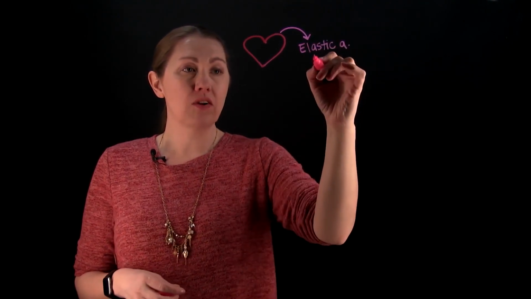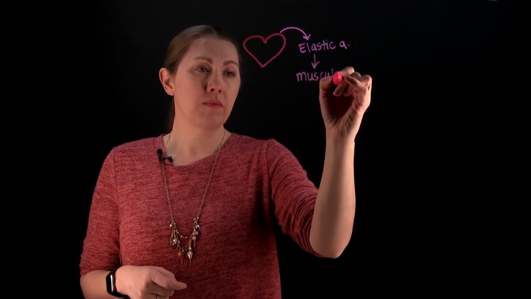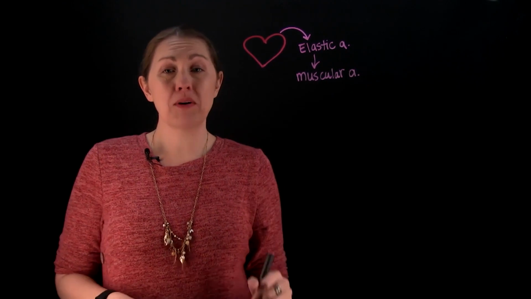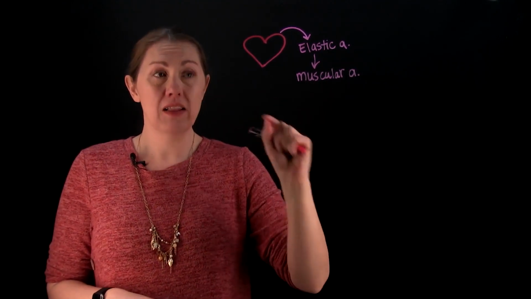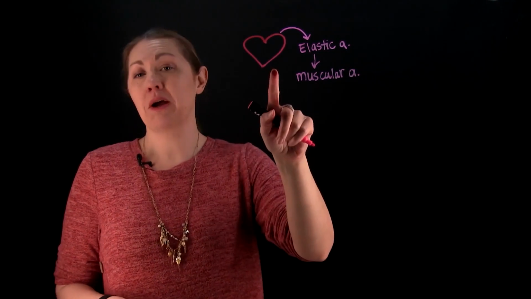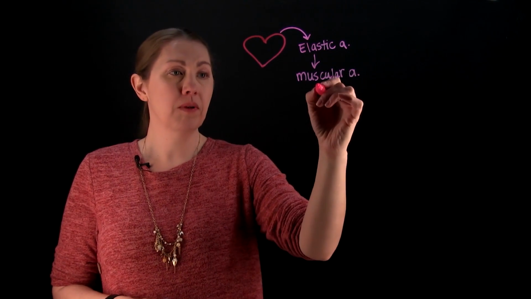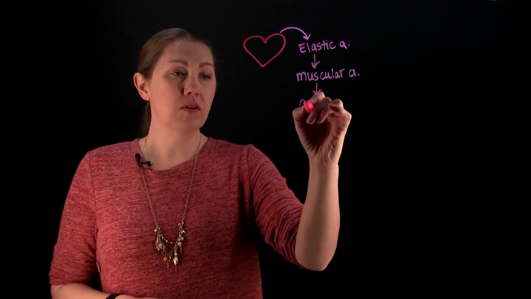From an elastic artery, we're going to go to muscular arteries. Now, do remember that muscle here in the vessel walls, that's smooth muscle. Cardiac muscle is only in the myocardium of the heart. So we have smooth muscle here in the muscular arteries. Then we're going to go arterioles.